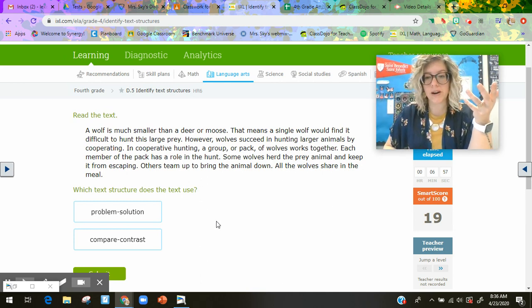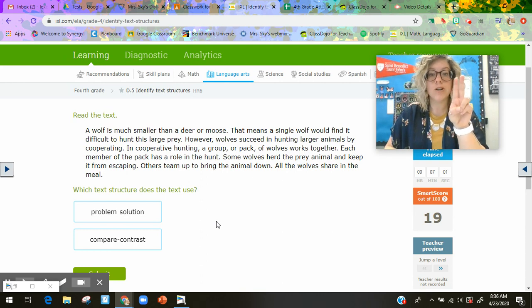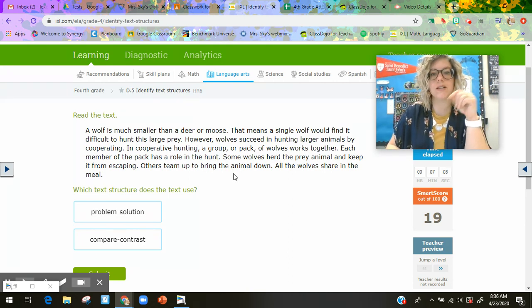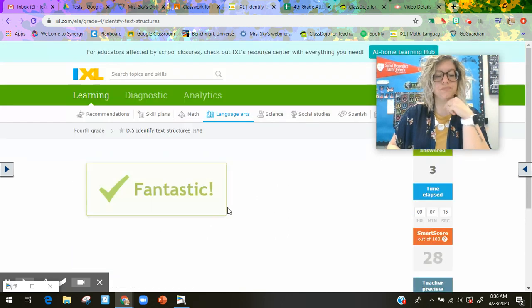We're not comparing and contrasting any animals that are similar, like a millipede and a centipede. They're very similar, so we can tell how they're the same, but then also how they're different. Here, they're not making that connection. They're telling us that there's a problem. Moose are really, really big. Wolves need to eat. So how do wolves solve that problem? They hunt in packs. Problem, solution.